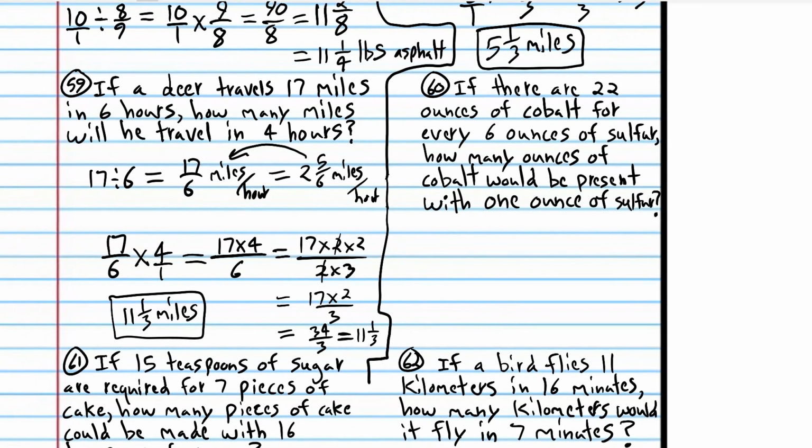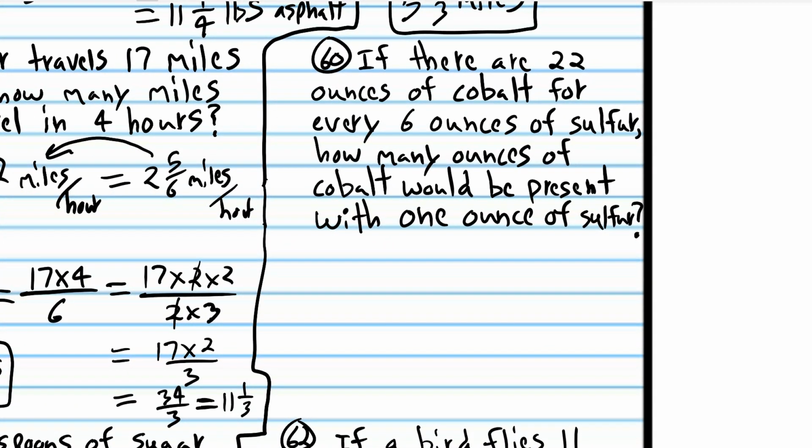All right. If there are 22 ounces of cobalt for every 6 ounces of sulfur, how many ounces of cobalt would be present with 1 ounce of sulfur? Cobalt and sulfur are just elements on the periodic table. So this is another problem where you're going to have to use fractions. You can't really use decimals. So attempt this problem, and when you're done, we'll come back and do it together.